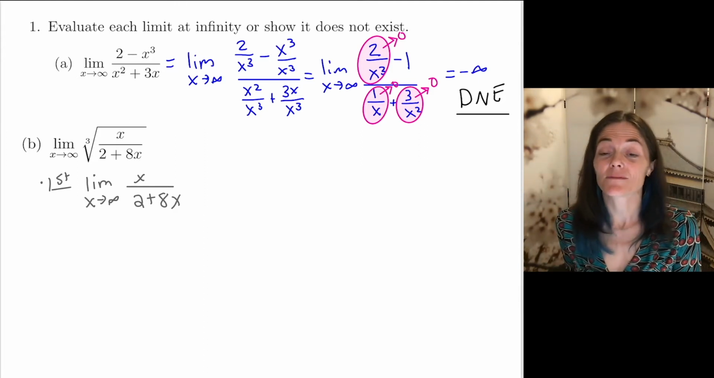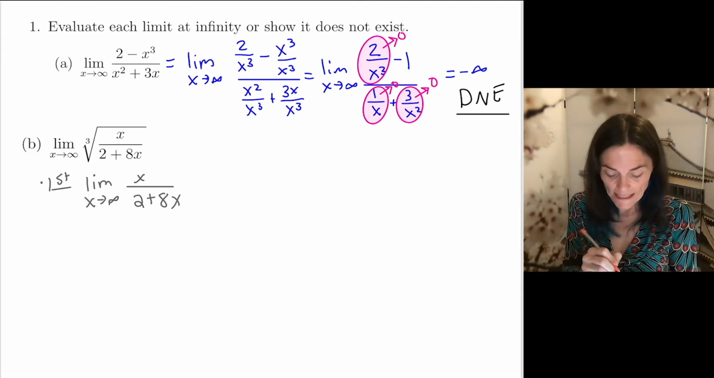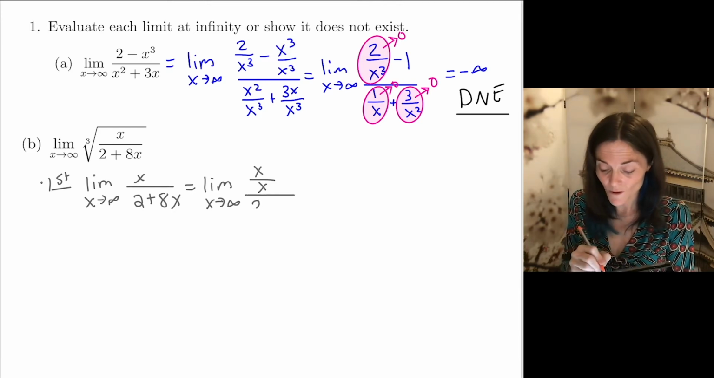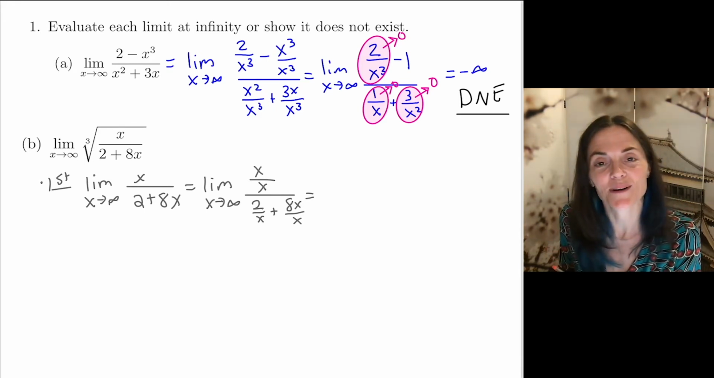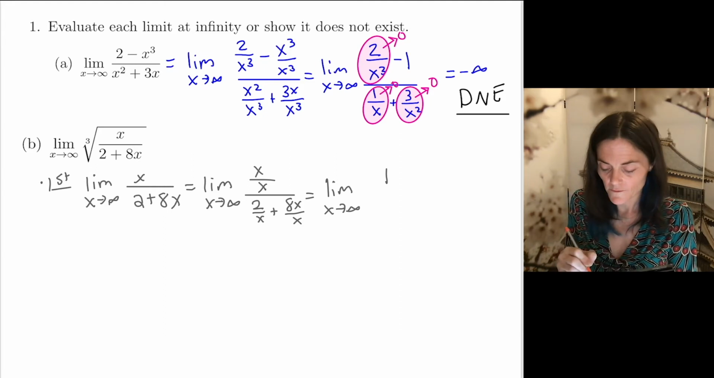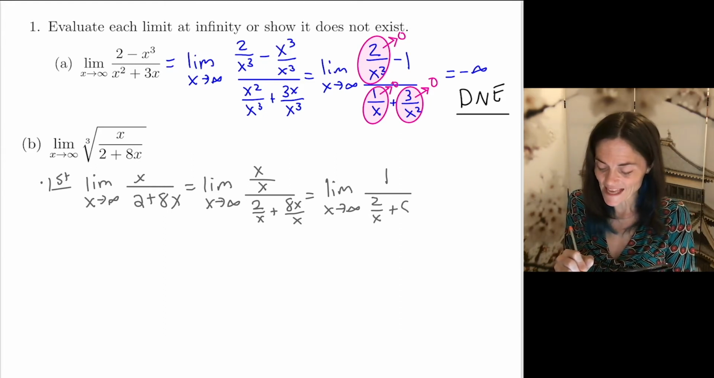This one is the same strategy as above. The highest power that we see is x to the 1. And so we divide every single term by x. We have x over x. And then we have 2 over x, and 8x over x. Okay, next up is properties of exponents. We have a limit as x goes to infinity of 1 divided by 2 over x plus 8.